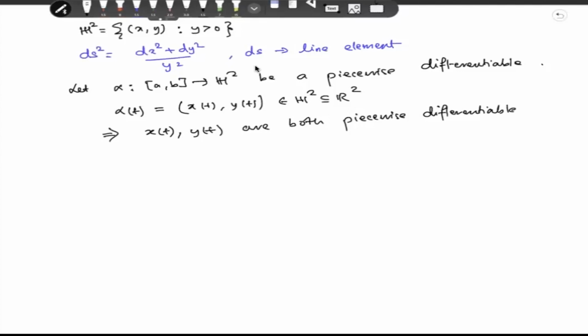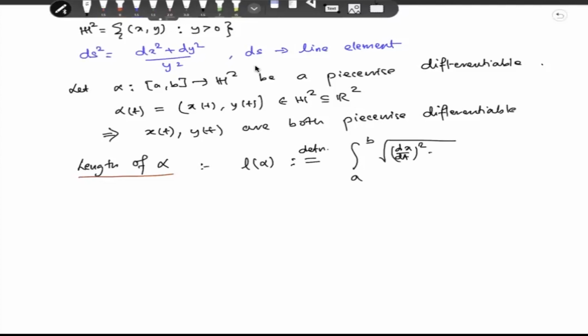So now, given this path, we can compute the length of this path alpha. The length of alpha is denoted by L alpha. This is defined to be the integration from a to b of root over dx dt square plus dy dt square, divided by y t, dt. So this integration will give you the length of this alpha.